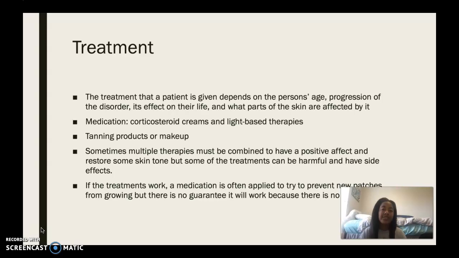But vitiligo does affect a lot of people's emotional states because it pretty much singles them out from the rest of the population, because it's very noticeable, especially if you have dark skin, as I said before. So a lot of those people for whom it is more noticeable have to go to therapy groups and stuff like that to learn how to cope with it and work with it in society. Usually the most common treatment is the tanning products or corticosteroid creams, which try to keep it from progressing further.